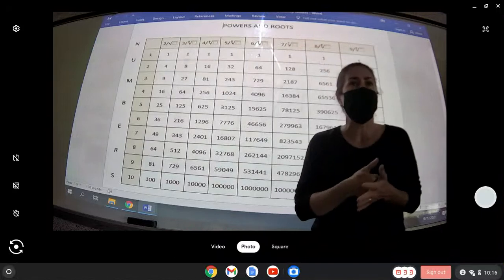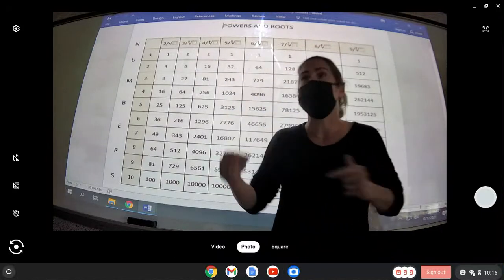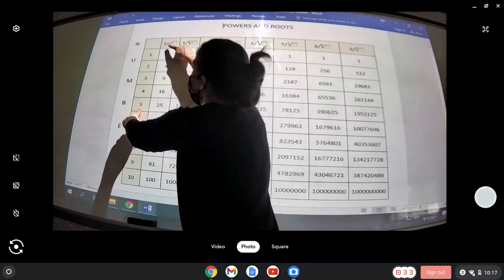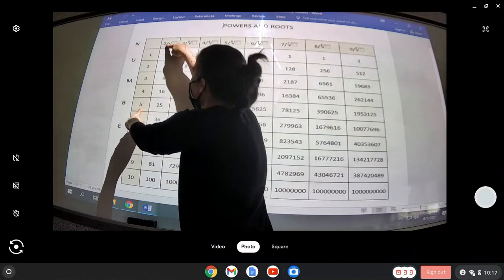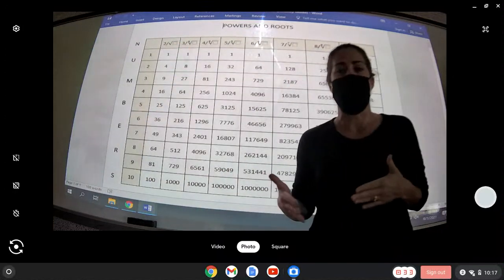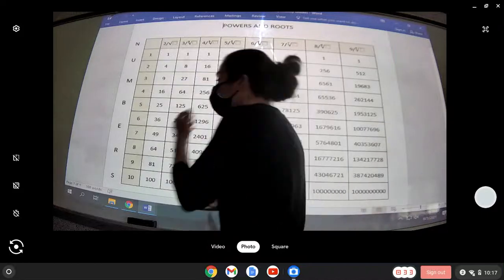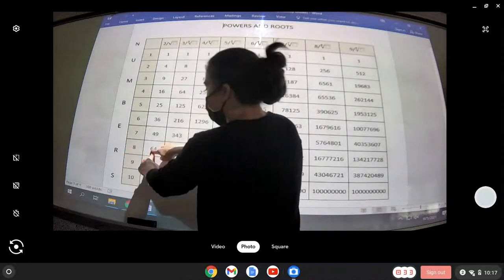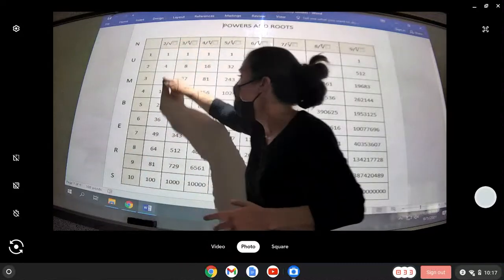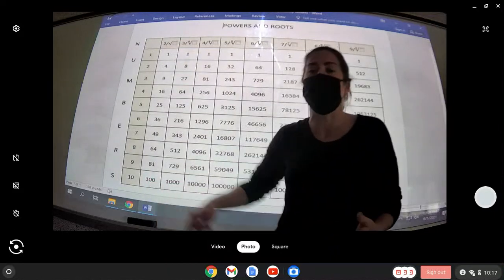So if I asked you, what is 5 squared? What is 5 to the second power? You would find the number 5 on the left, and you would find a power of 2 at the top. What box do they meet at? 25. 5 squared is 25, right? But you probably know that because you know your squares, right? What is 8 squared? It's 64. So if you notice, in this power of 2 column, these are all your perfect squares. These are all numbers that you can take a square root of.